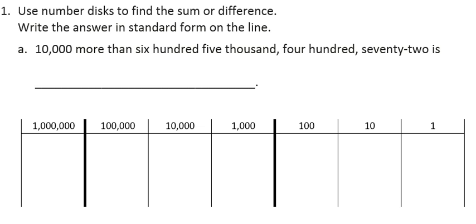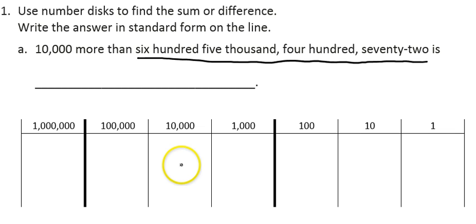The first problem says 10,000 more than 605,472 is blank. Well, we're going to start by looking at the number that is written in word form. I'm going to show this number on the place value chart using place value discs. Let's think about 605,000. 605,000 means that I have 600,000 and 5,000. I'll put 6 discs in the 100,000s place to show the 600,000, and then I'll put 5 discs in the thousands place to show the 5,000.